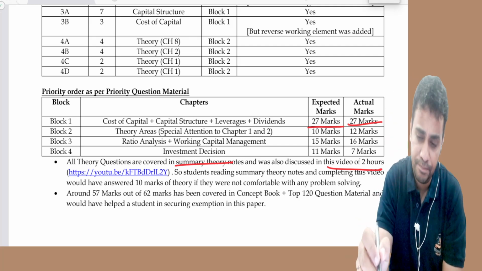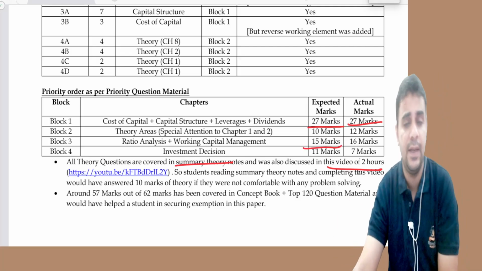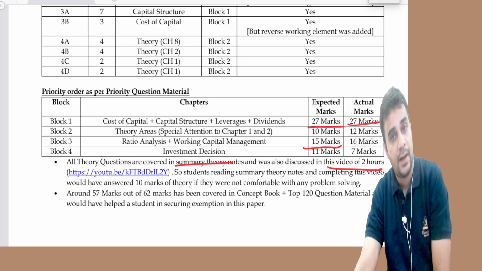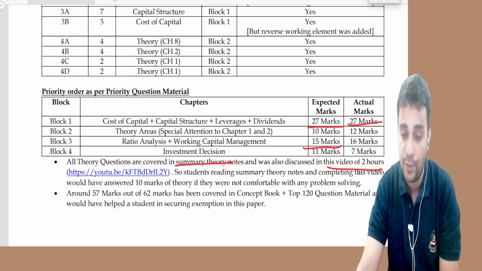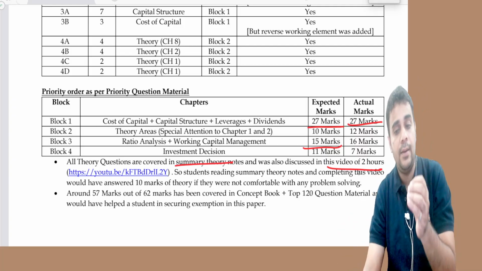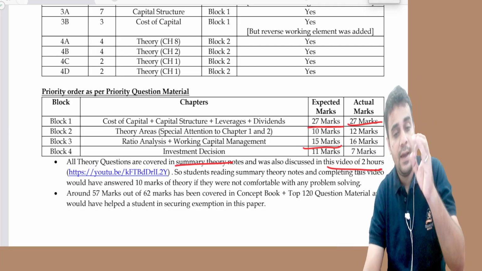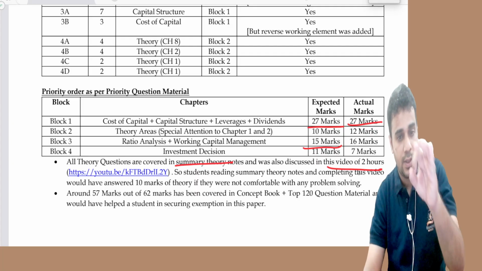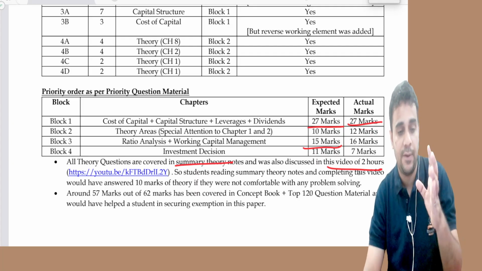Block 3, anticipated for 15, turned out to be 16. And investment decision I anticipated only for 11 marks, and it turned out to be only 7. These were the breakup of the paper. And looking at this, we have again got it right. I got it right in costing, I got it right here, as well as in CA final AFM.